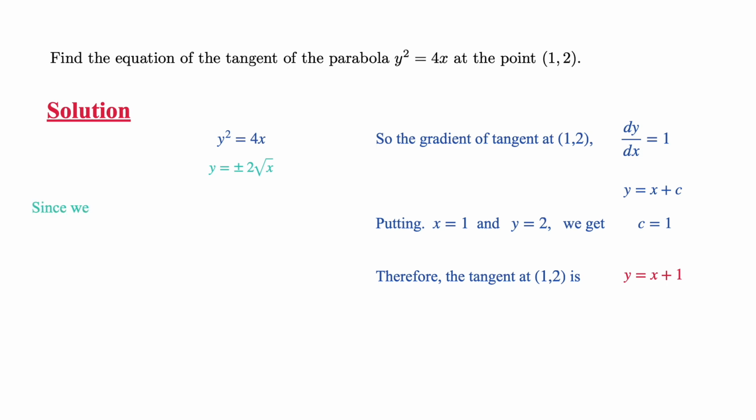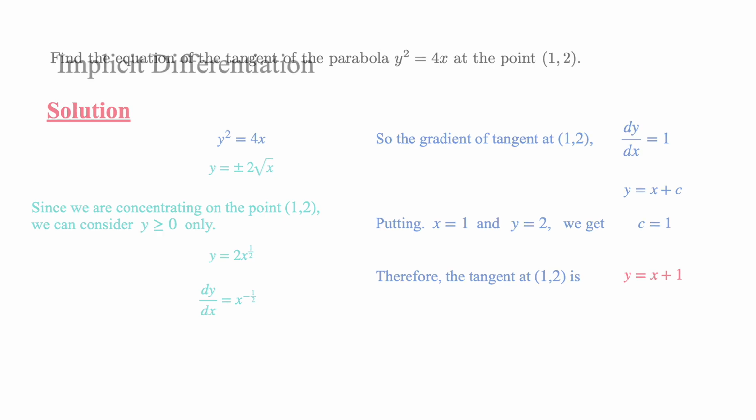However, since we are only considering the point (1, 2), we can consider only the portion of y greater than or equal to 0. In this case, we can express y as 2x to the power of a half. Differentiating gives dy by dx equals x to the power of negative a half. The rest would follow in the same way.